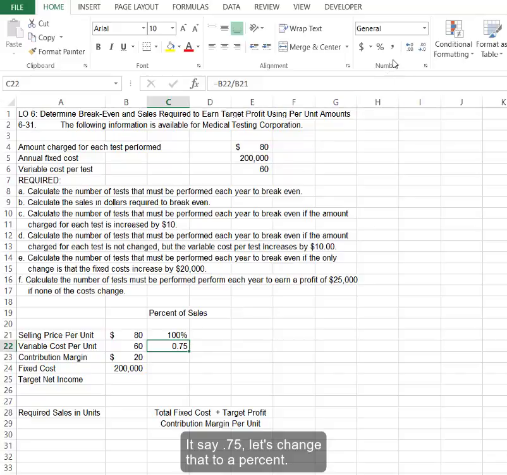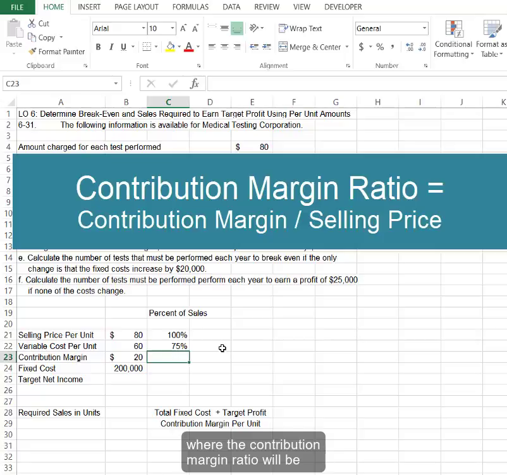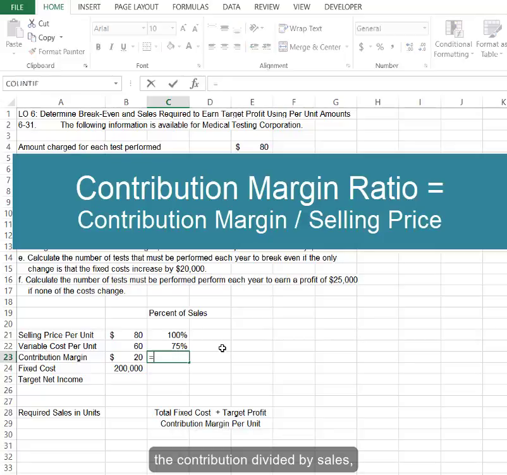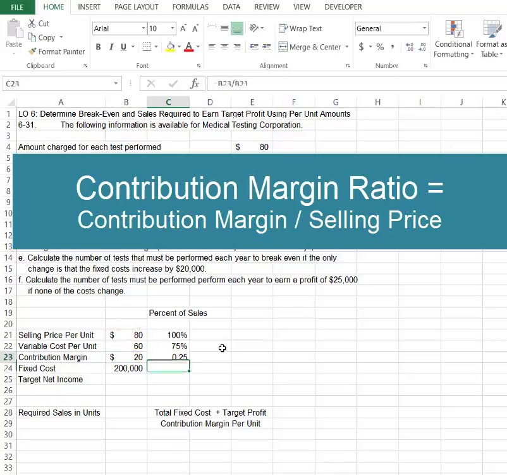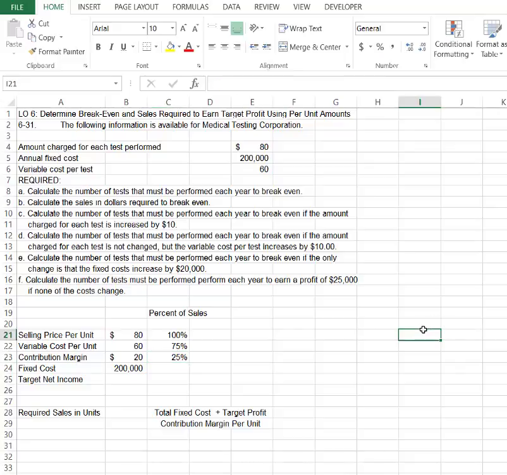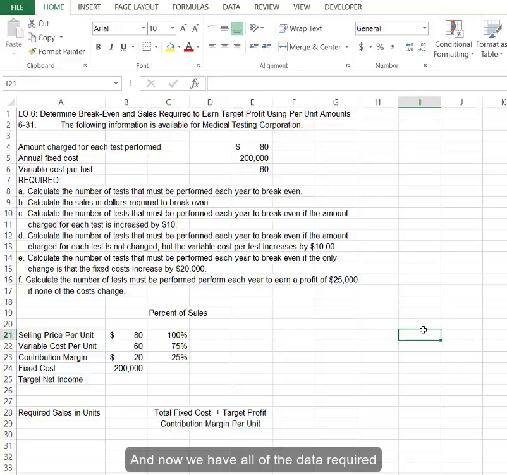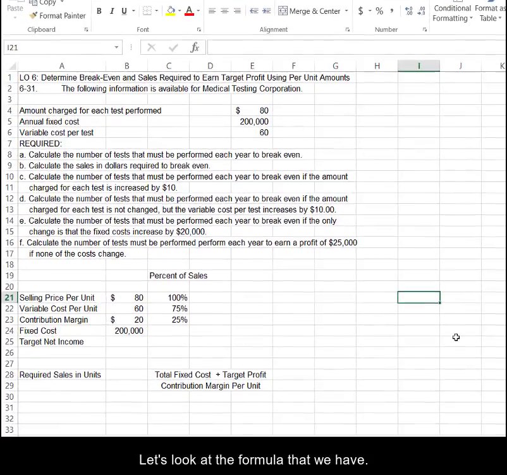Let's change that to a percent. Its complement will be the contribution margin ratio, where the contribution margin ratio will be the contribution divided by sales, equal B23 divided by B21. Again, change it to a percent. And now we have all of the data required to come up with our calculation. Let's look at the formula that we have.